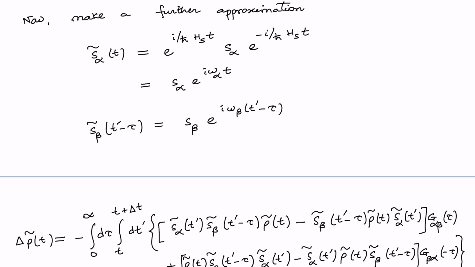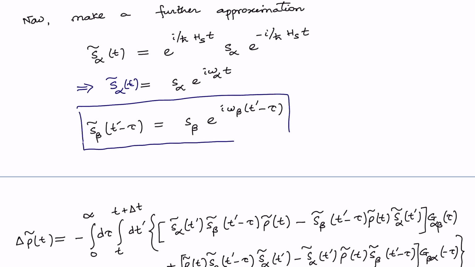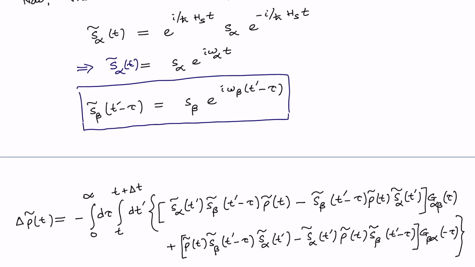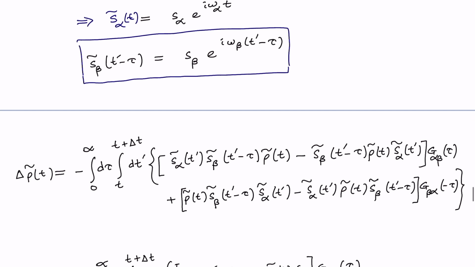So s tilde alpha. Actually we are now going from the interaction picture to the Schrodinger picture, and in the interaction picture representation, the system operator we are going to write in this particular form, s alpha e to the power i omega alpha t. Similarly for s tilde beta, which is a function of t dash minus tau, we are going to write it in this particular form. This we are going to justify by giving some example perhaps in the problem solving session later on.